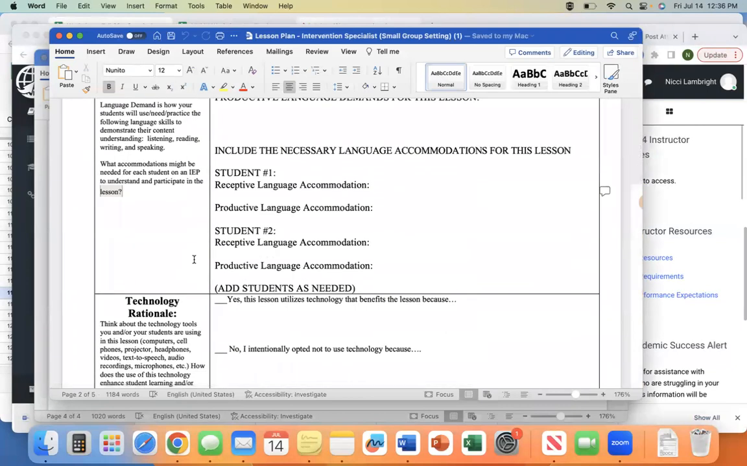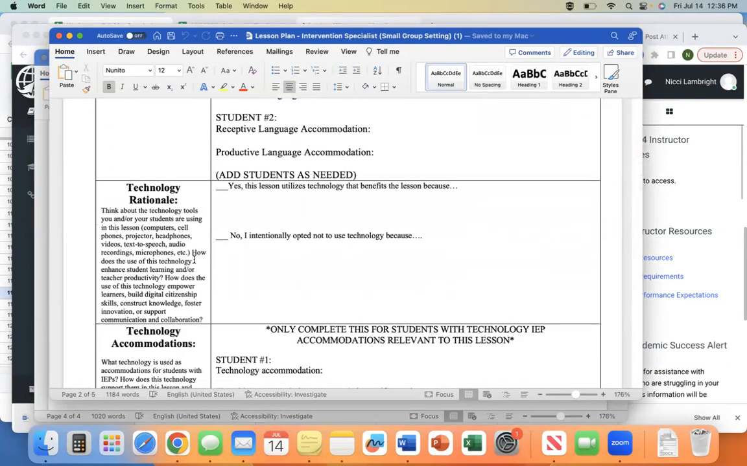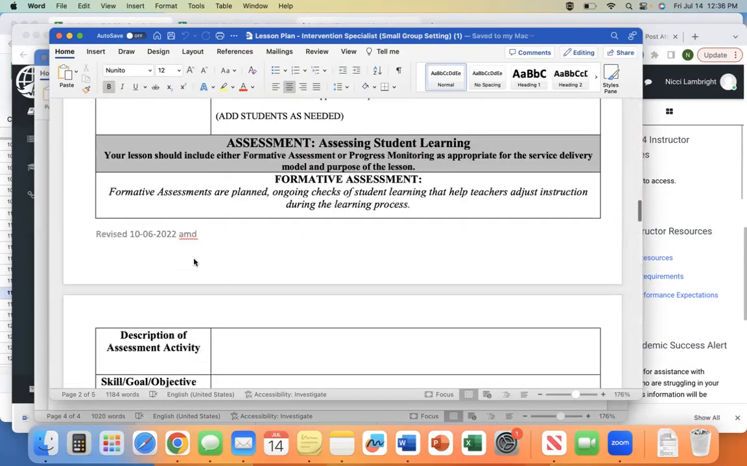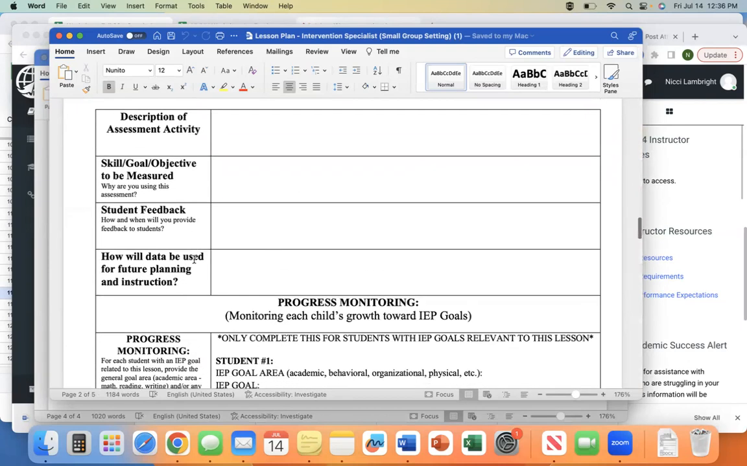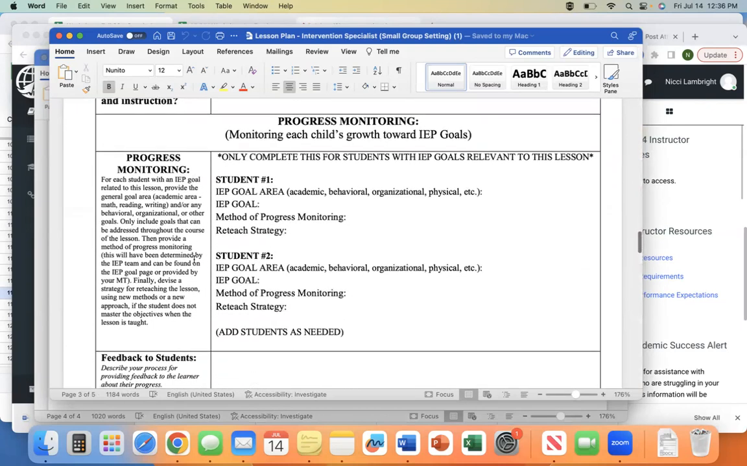The one thing I do want to point out is that with your accommodations, whether they are the language, interventions, your technology rationale, and some of your assessment things here are a little bit different, your progress monitoring and your feedback. In a small group, you are going to need more intensive accommodations and supports than you would typically need in an inclusion setting.